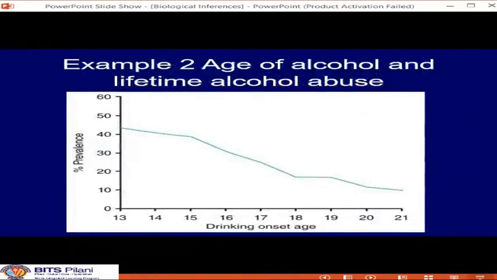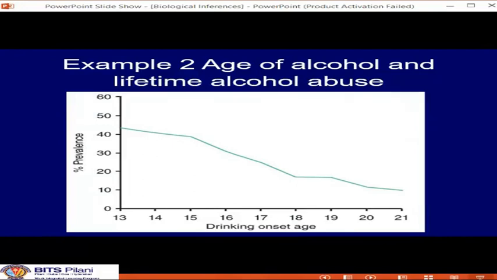Another example which is commonly quoted is age of initial drink of alcohol and lifetime alcohol abuse. Let's break this down slowly. On the x-axis is the drinking onset age. Some people start drinking as early as 13. Some people start drinking at the age of 21. And on the y-axis is the prevalence of lifetime alcohol abuse. We could say, in a way, being dependent on alcohol.